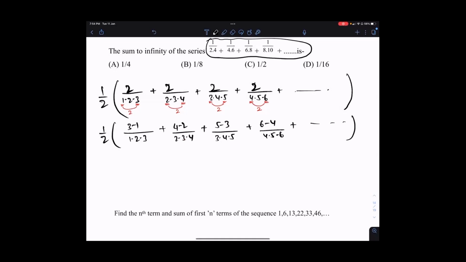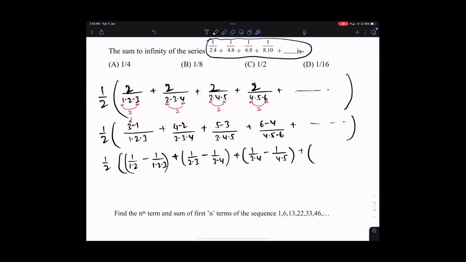Now you see, the terms will get cancelled like magic. If you separate them, 3 by 1 into 2 into 3 is 1 by 1 into 2, and the next one is 1 by 1 into 2 into 3. Next, plus 4 and 2, if you separate, 4 by 2 into 3 into 4: 4 will get cancelled, and next 2 will get cancelled, which means 3 into 4 will be there. Next 5 gets cancelled, 1 by 3 into 4. 3 gets cancelled, which means 4 into 5. Next, in this, first 6 will get cancelled, 1 by 4 into 5. Next it will be 1 by 5 into 6.